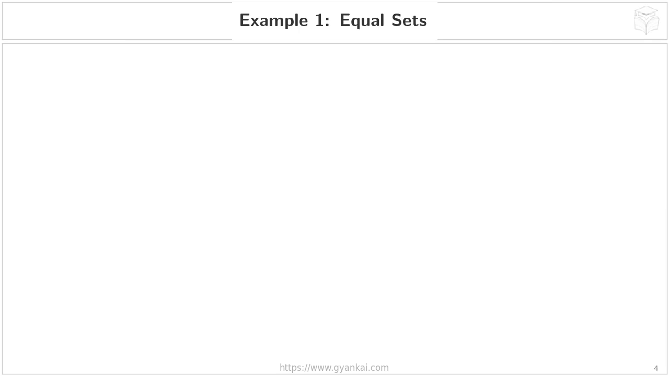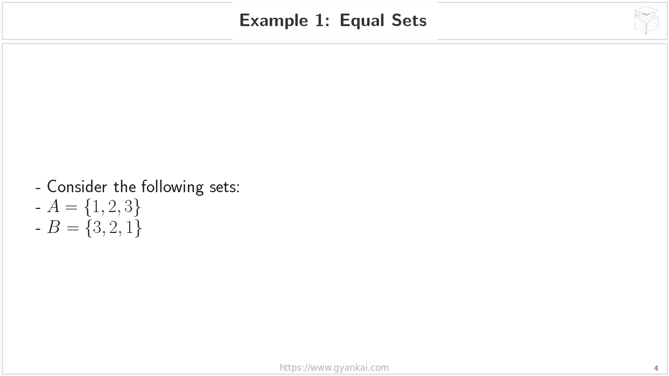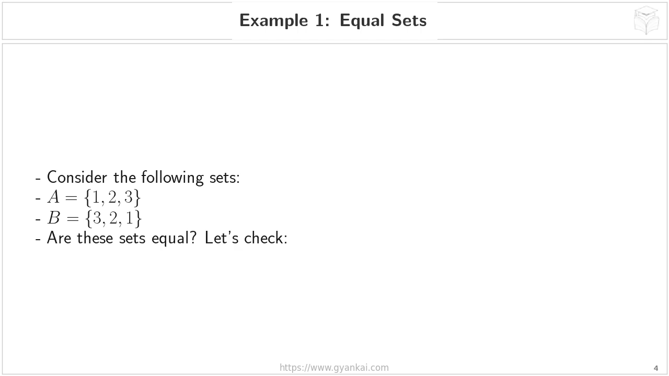Example 1, equal sets. Let's move on to our first example to really solidify what we've discussed about equal sets. On this slide, we have two sets, A and B. Remember, that's just a way to label our collections of elements. Set A contains the numbers 1, 2, and 3. And set B contains the numbers 3, 2, and 1. Now the question is, are these sets equal? As we learned, simply looking similar isn't enough. We need to systematically check if they meet our two key characteristics.